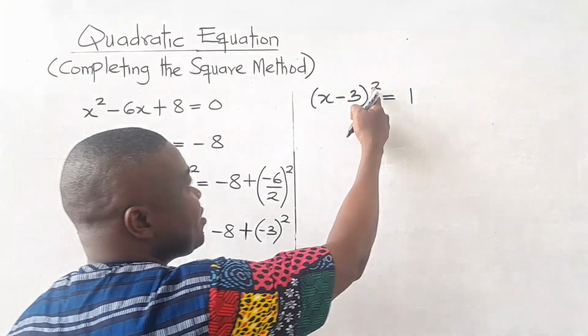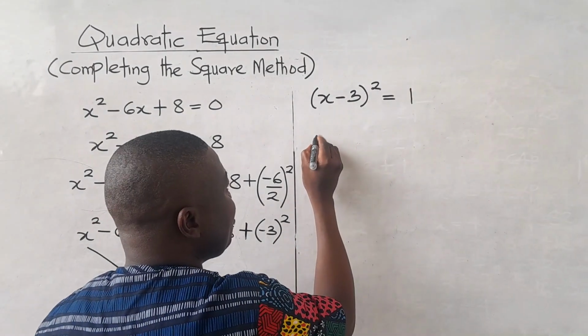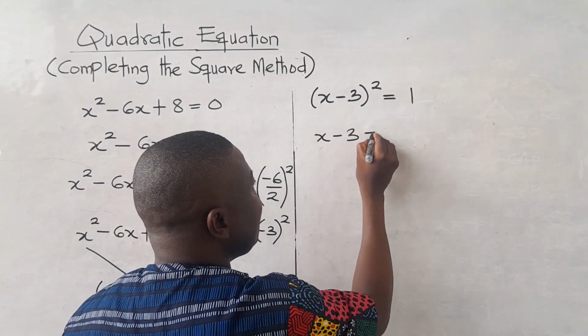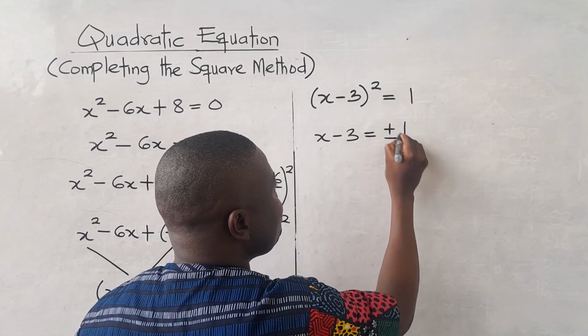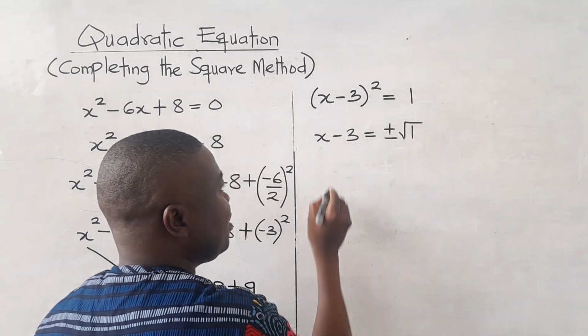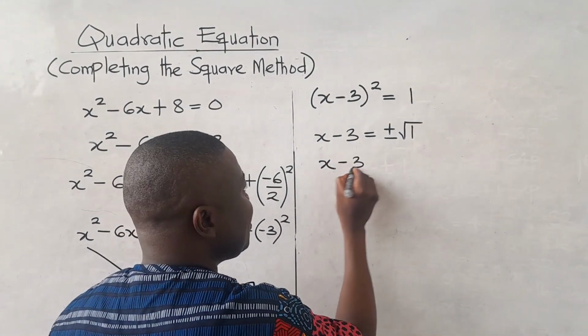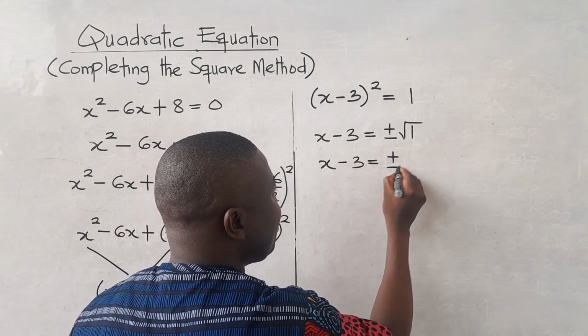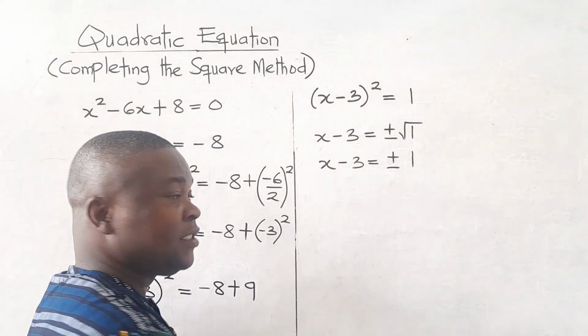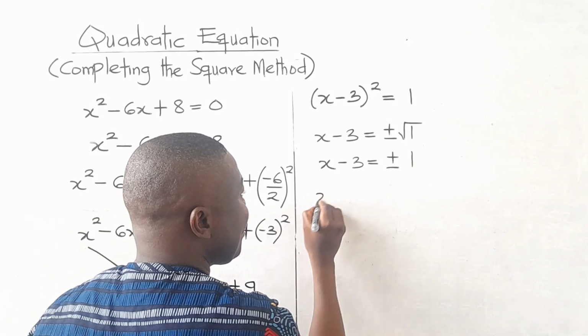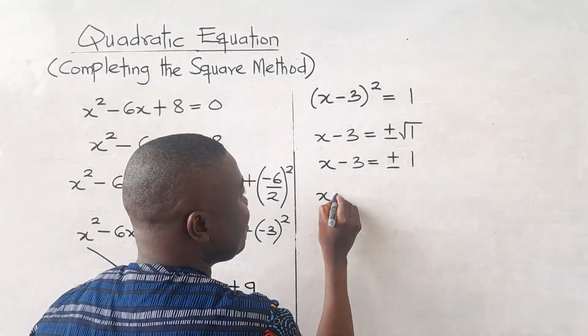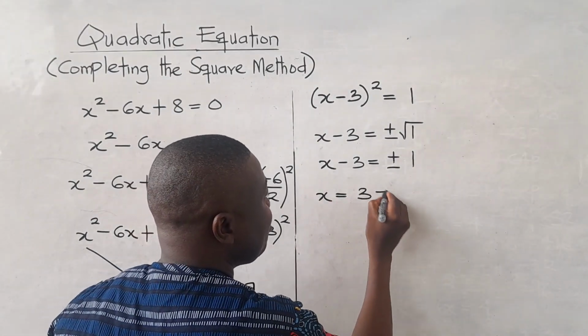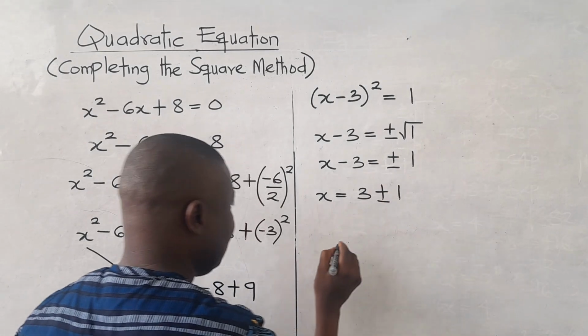So let this square come over here and become square root. x minus 3 equal to plus or minus square root of 1. x minus 3 equal to plus or minus 1. This means x equal to 3 plus or minus 1.